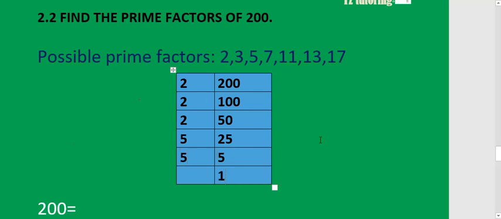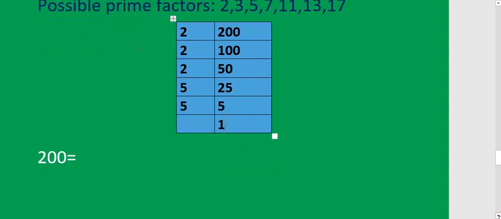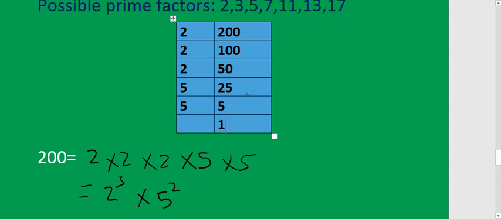Okay, so that means the prime factors of 200 are these factors here on the left. So it would be 2 times 2 times 2 times 5 times 5. Okay, and of course, if we wanted to write it in exponential form, we have three 2's, so it could be 2 to the power of 3. And 5's, we've got 2 of them, so that's 5 squared. Okay, so that is how you would write 200 as a product of its prime factors. Okay, let's move on.